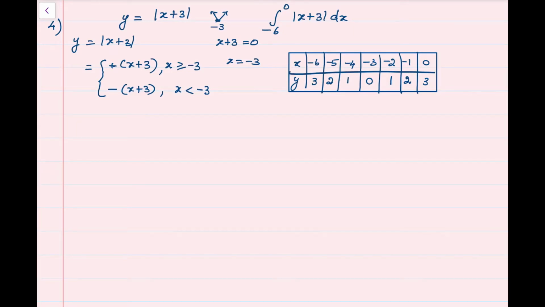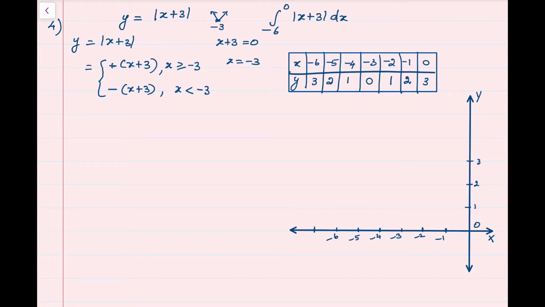Let us sketch the graph of this function. Minus 3, 0 is this point; minus 2, 1; minus 1, 2; 0, 3. We will join these points. This is y equal to x plus 3. Minus 4, 1; minus 5, 2; minus 6, 3. And this is for x values less than minus 3.